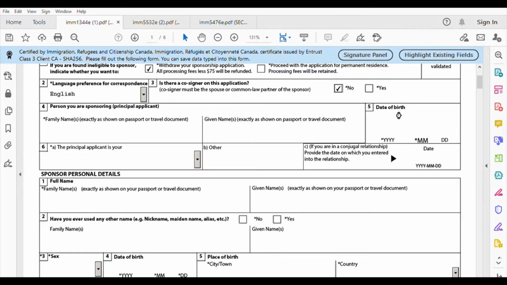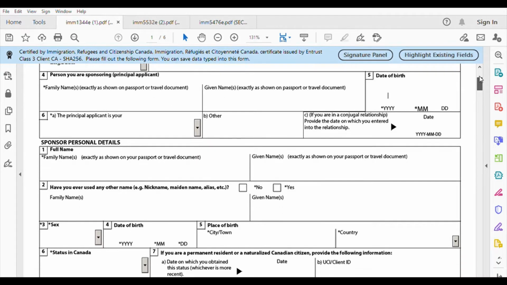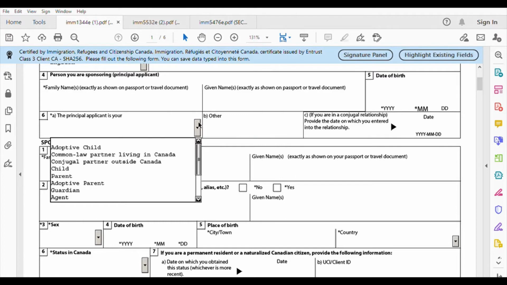Date of birth: you mention the date of birth of the principal applicant. The principal applicant is your: is it a child? Is it a common law partner living in Canada? Is it a conjugal partner outside Canada? Is it a parent? You choose what the principal applicant is in relation to the sponsor. So we are talking about a common law partner living inside Canada.